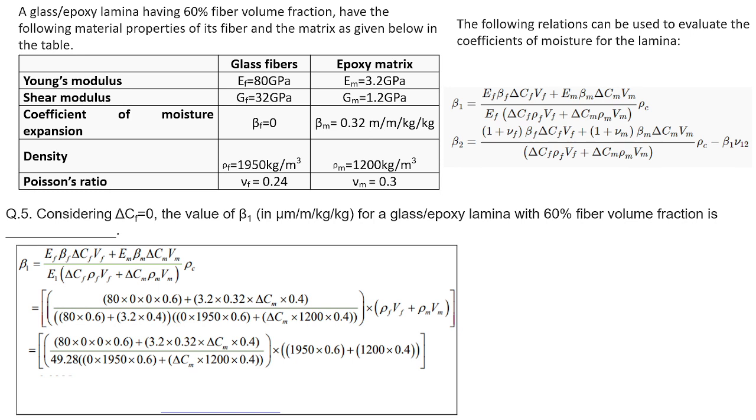In the assignments, is it given that delta Cf is equal to 0? No, no, madam. In the assignment, it is given that only 50% moisture is absorbed by the lamina. So what do we have to take for delta Cf and delta Cm there?